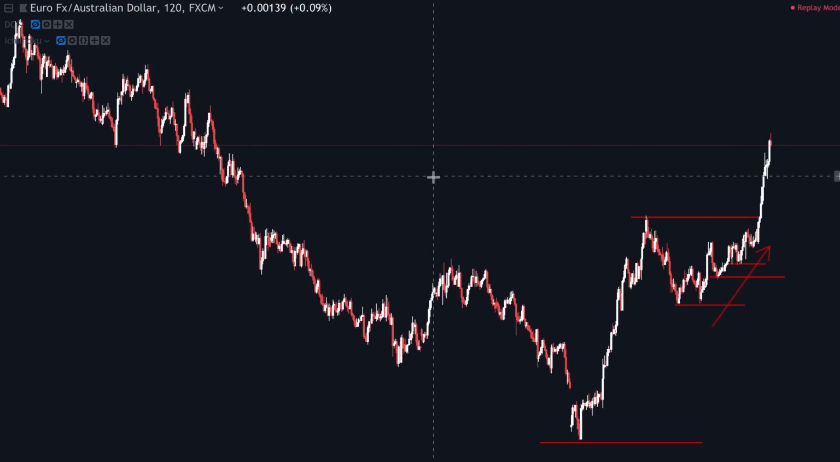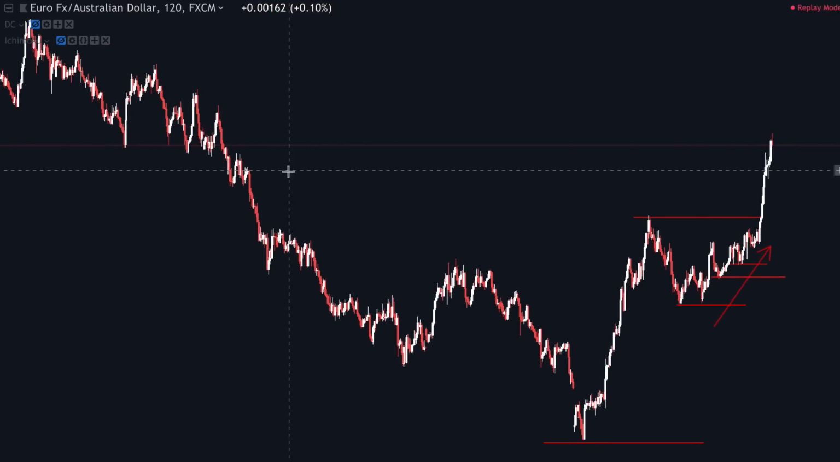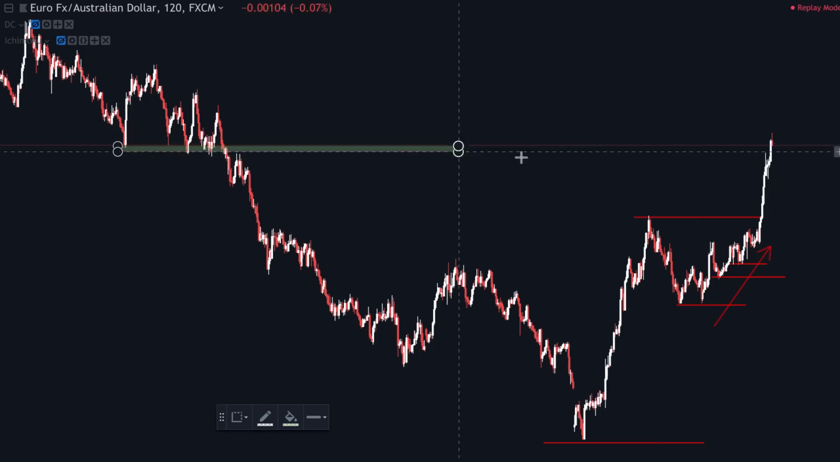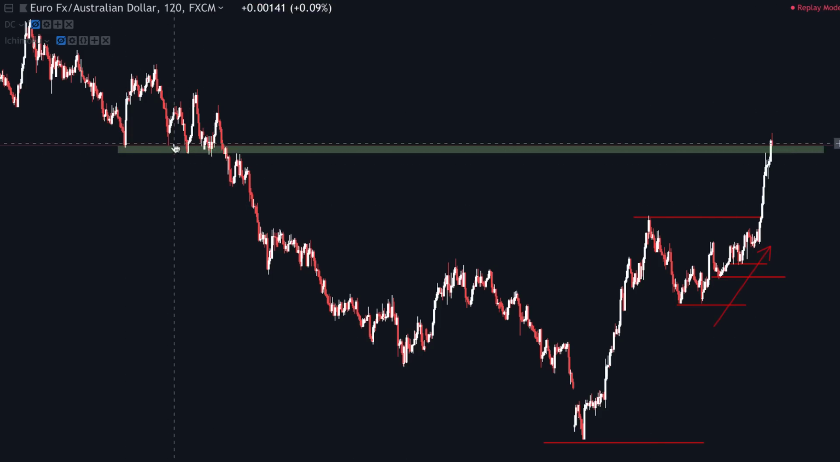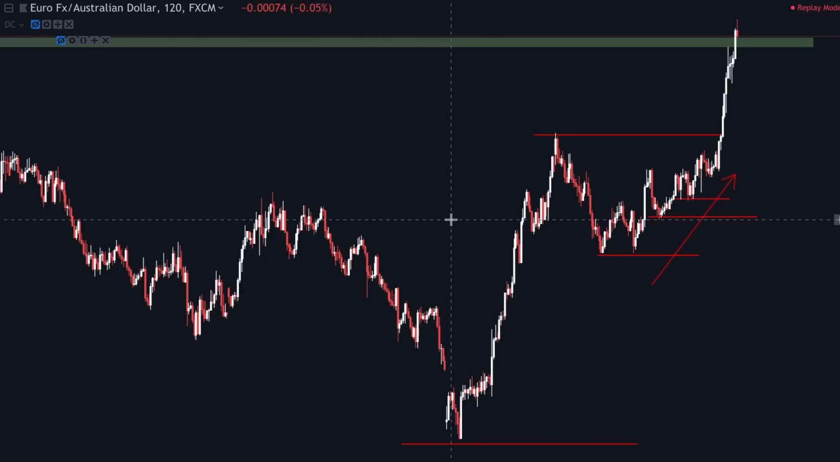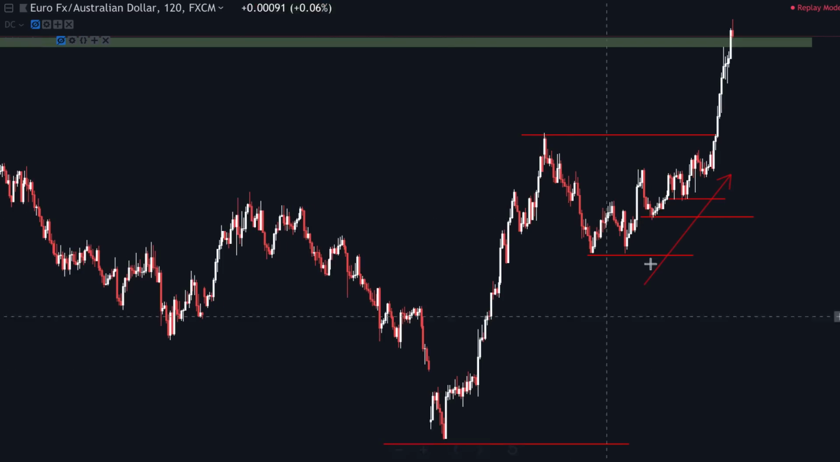And now you can see, let's zoom out and see where we are in the bigger picture. We are moving into a previous area of support and resistance, so this seems to be quite an important area. We have some touches here, we have a little bit of a break and retest. So let's see what happens here.